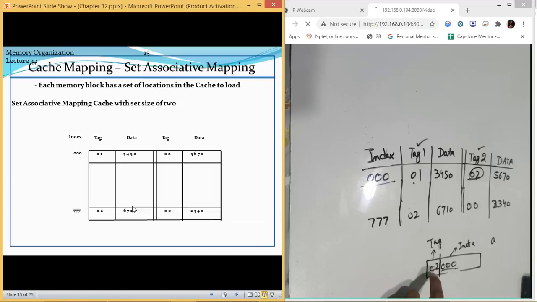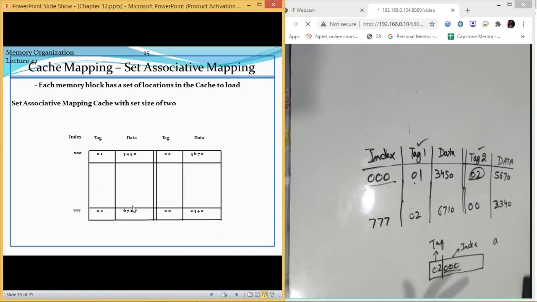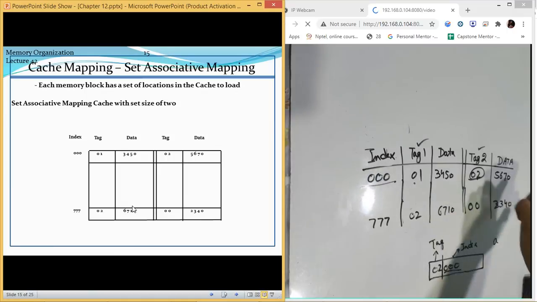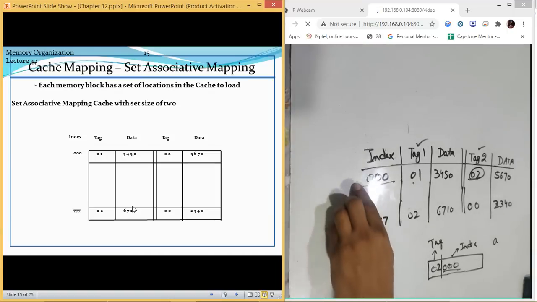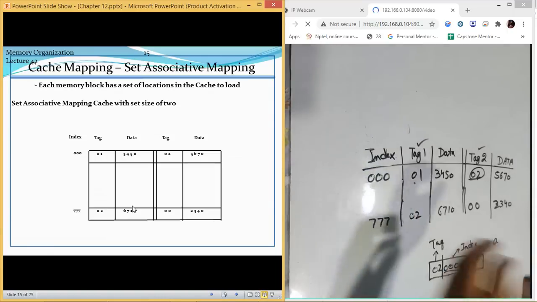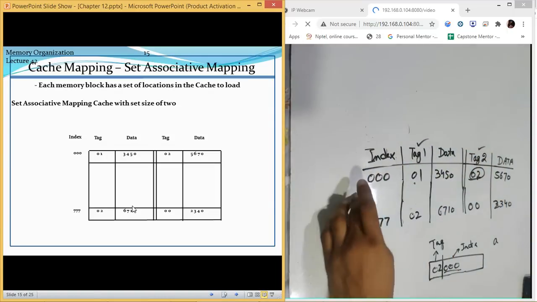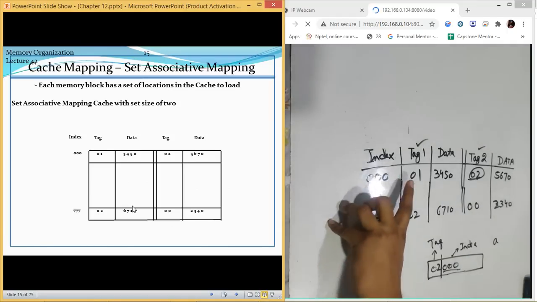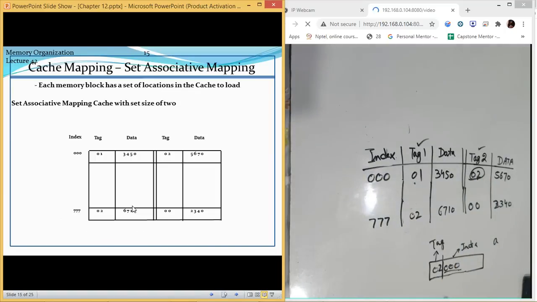Now, by having multiple tags for the same index, it reduces your probability of not finding the data. So mostly if you are having multiple tags stored inside a single index, the possibility will be higher that you will find that data inside the same index. This is how we are going to use the multiple tags in the set associative memory.